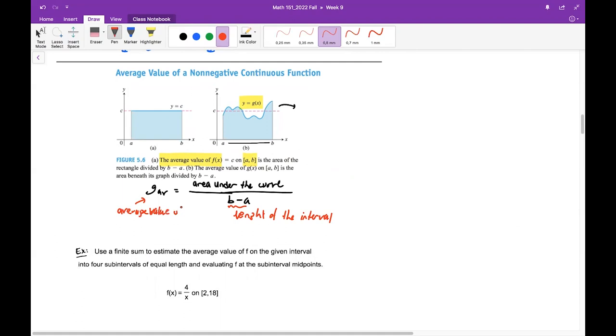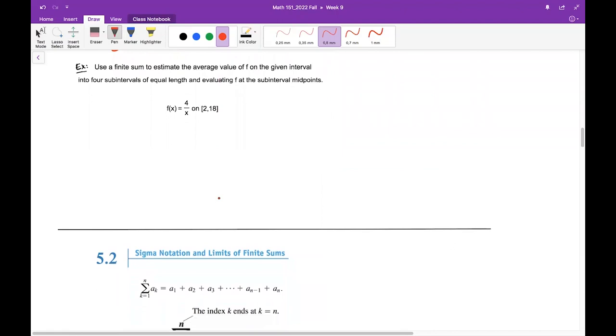Value of g over the interval ab. Okay, we will revisit this topic soon enough. For now, let's continue with the next example. This time, what do we want to do?